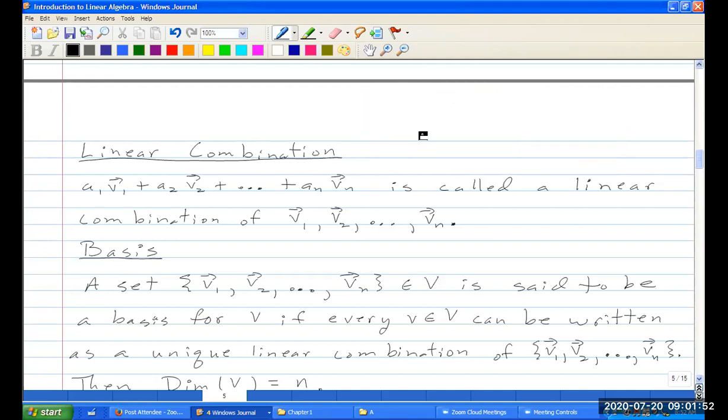A linear combination of the vectors v1, v2, through vn is the following: the scalar a1 times the vector v1 plus the scalar a2 times the vector v2 plus ... plus the scalar an times the vector vn. This is called a linear combination of the vectors v1 through vn.